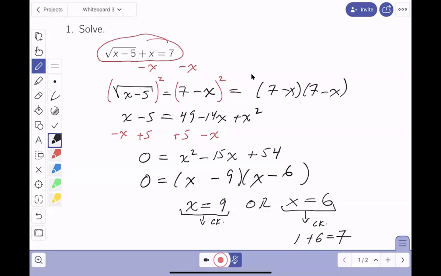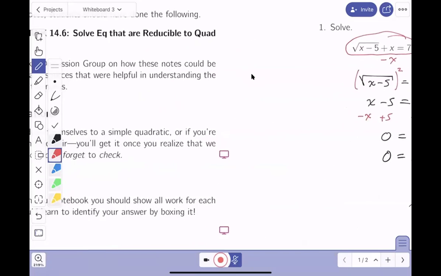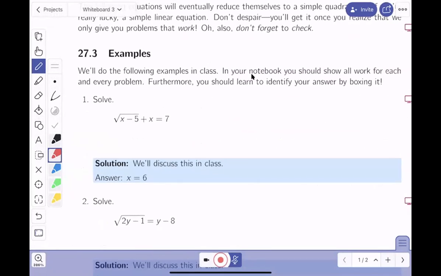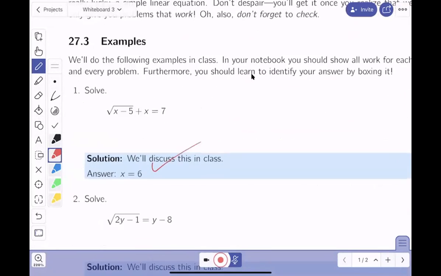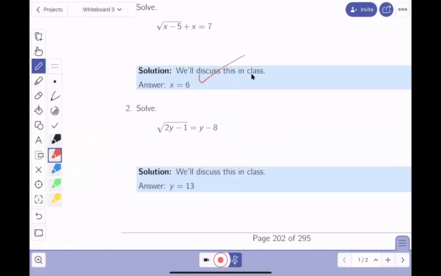Let's see, 9 minus 5 is 4. The square root of 4 is 2. That clearly doesn't work. 2 plus 9 is not equal to 7. So this is no good. Extraneous. What's the answer? x equals 6. Let's go back to the key, and I want to make sure that they have that answer listed for me. And they do. All right, let's go to number 2. I'll put it on the side for you.